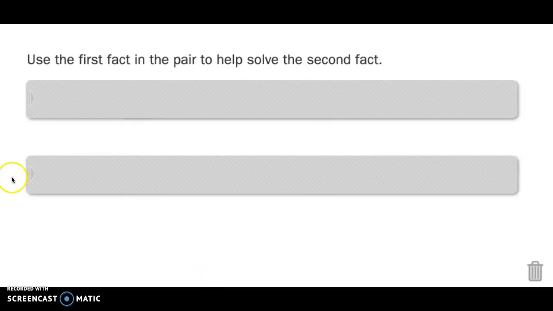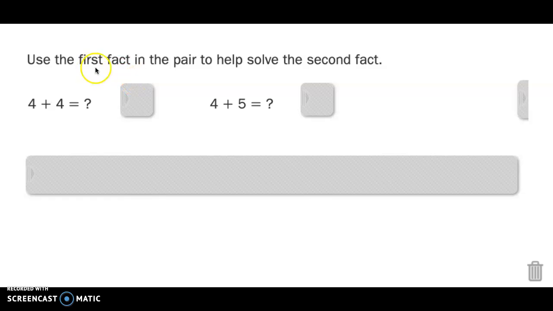Okay, let's get started. It says use the first fact in the pair to help solve the second fact. Let's take a look at what these facts are. Okay, our first fact is 4 plus 4. Well, we know we start at 4 and we add 4 more. So 4, 5, 6, 7, 8. So on your sheet, you should have written down 4 plus 4 is 8. Awesome. So it says use the first fact, which we know is 4 plus 4 equals 8, in the pair to help solve the second fact.